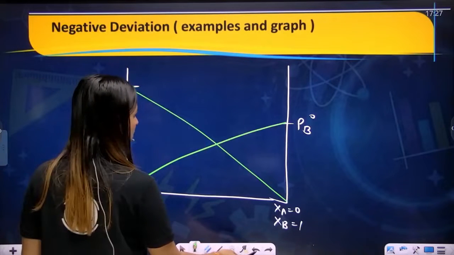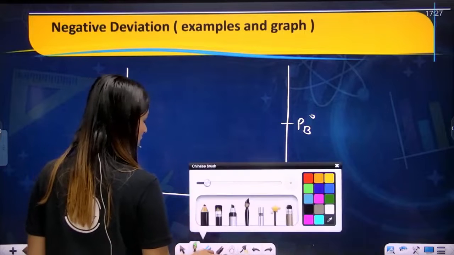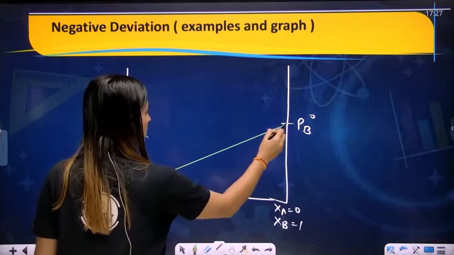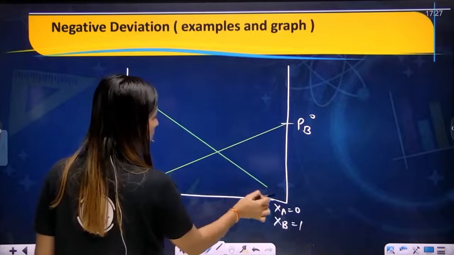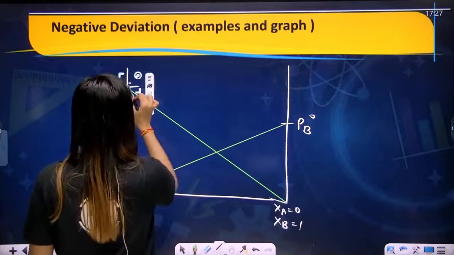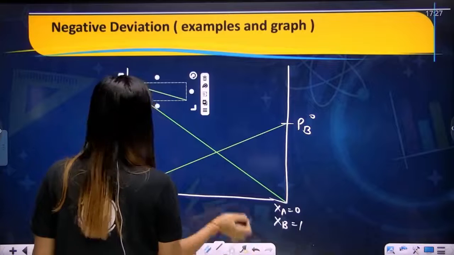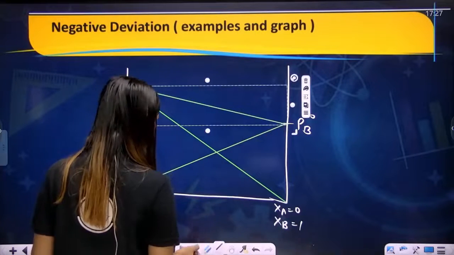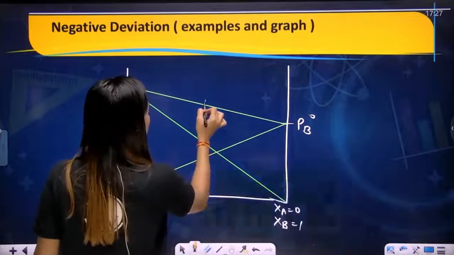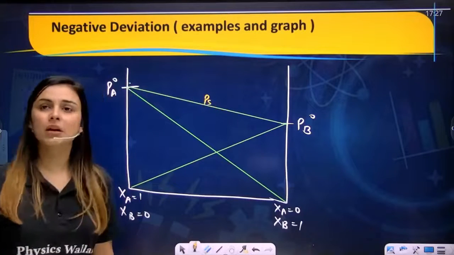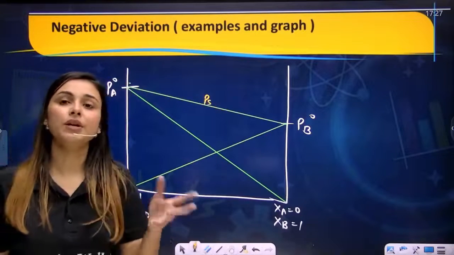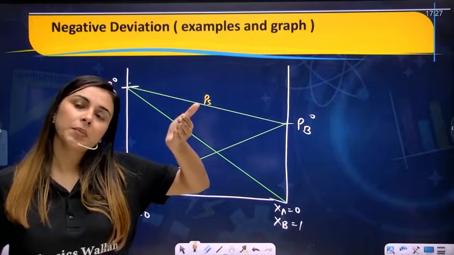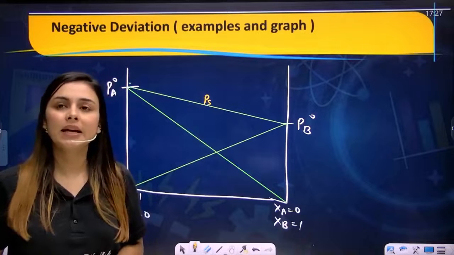This is not a straight line. I'll draw a straight line. Okay, a straight line, and then a straight line. See, now you know that this is the solution's vapor pressure if it followed Raoult's law, but it is showing negative deviation. This means that the vapor pressure is less than the expected.